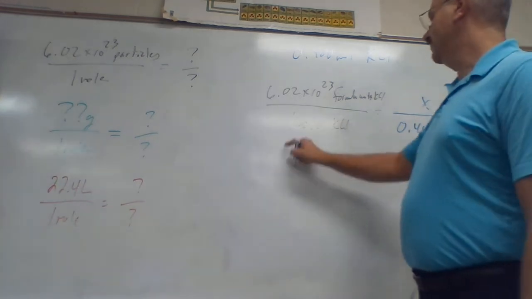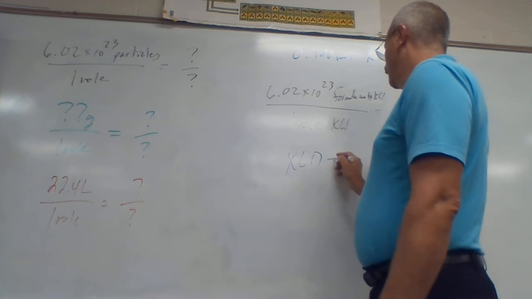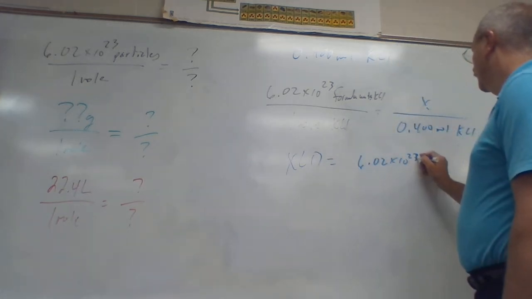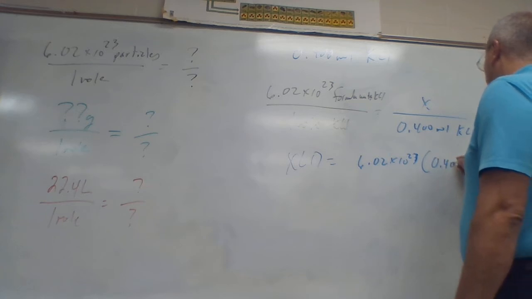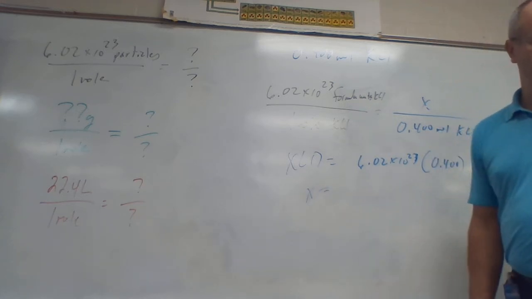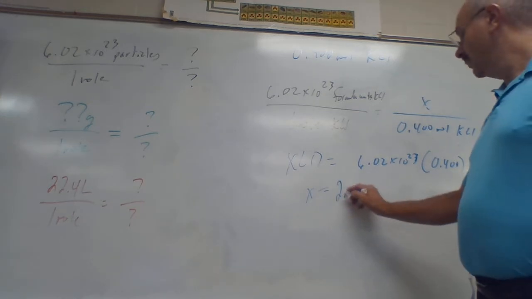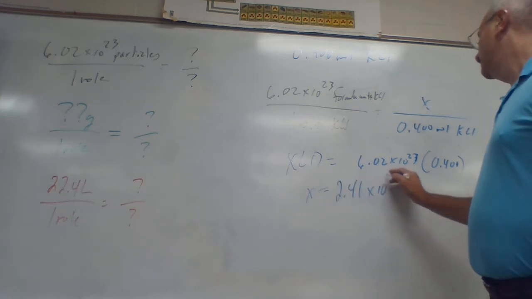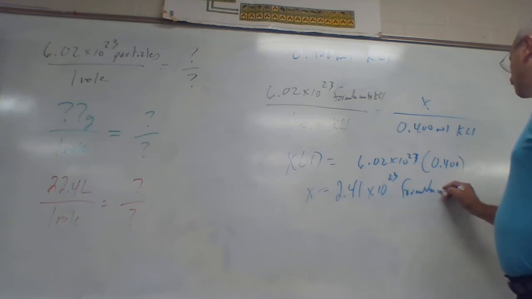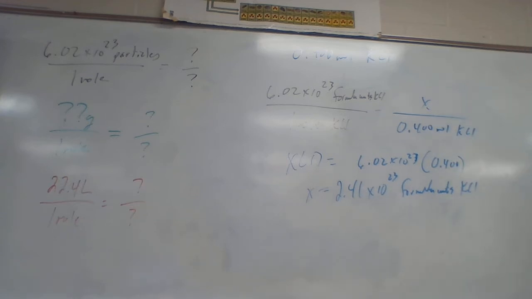So cross multiply, X times 1 equals 6.02 times 10 to the 23rd times 0.400. So you type that in and press equals, and you're going to get 2.41 times 10 to the 23rd. And that's formula units of KCl. So there's our answer for that one.